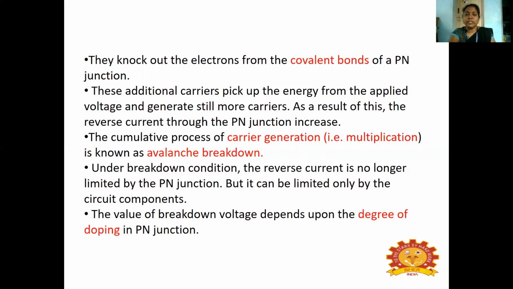Now how do you reduce this avalanche breakdown? That is why we use a current limiting resistor. This current limiting resistor limits the current during avalanche breakdown, and you can add more circuit components depending upon the necessity. The value of the breakdown voltage also depends upon the degree of doping. How you dope the diode is also very important.